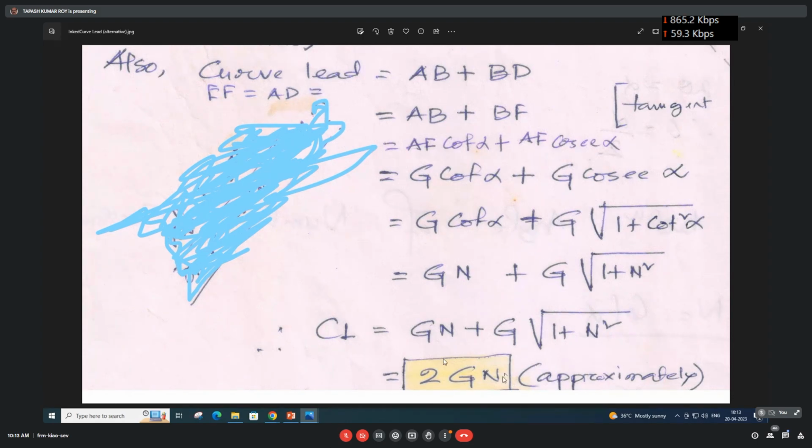So this is the approximate value. It is not 100% correct, because we have considered here square root of 1 plus n square equal to square root of n square. That is why in case of field inspection, usually we have to find out CL equal to 2Gn. G is known, whether it is broad gauge or meter gauge, and n will be determined from the number and angle of crossing, n equal to cot alpha. From there we can easily find out CL. So it is only for the field checking. Otherwise, we have to follow this one: CL equal to Gn plus G square root of 1 plus n square. First or second method, that will come the same value.